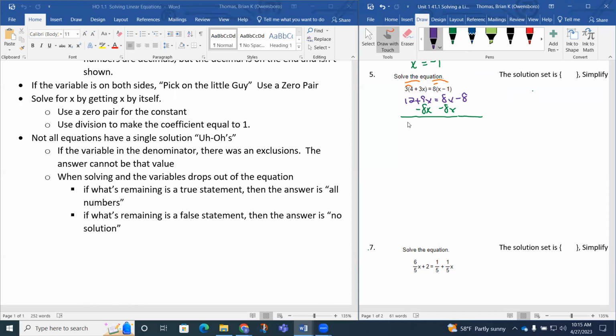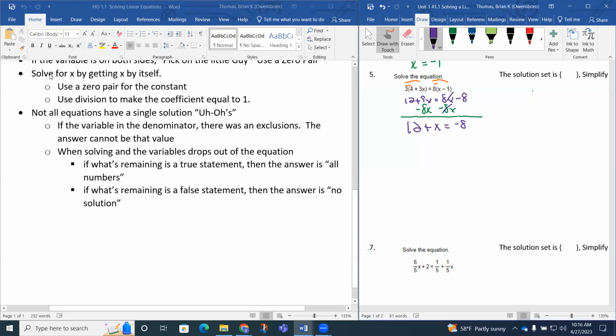So notice how this 12 is going to come down. 9x and a -8x is just going to leave me a 1x, or we just simply put x. And on the right-hand side, the 8x's are going to zero out, which is going to leave me 0 and a -8, which is just going to be a -8. So that's now got x on one side. Our next goal is now to solve for x by getting x by itself. So use a zero pair for the constant. So notice how this x is already over here on the left side.